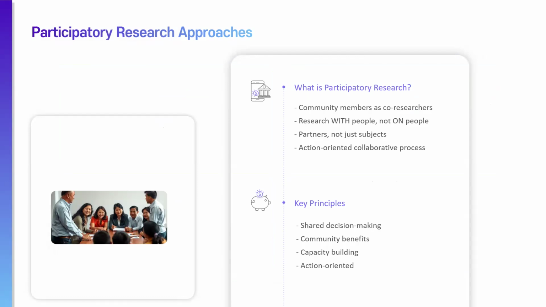Key principles. Shared decision-making: the community helps decide research questions. Community benefits: the research must help the community. Capacity building: community members learn research skills. Action-oriented: the goal is change, not just knowledge.